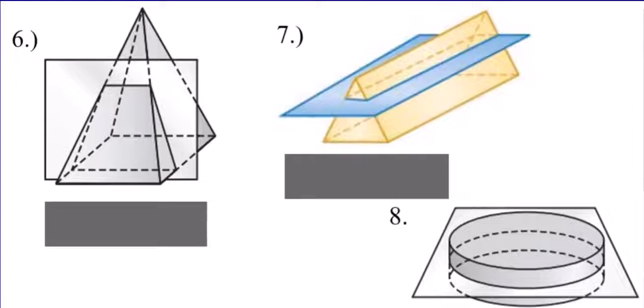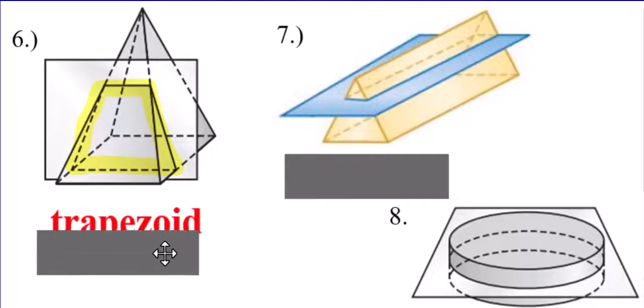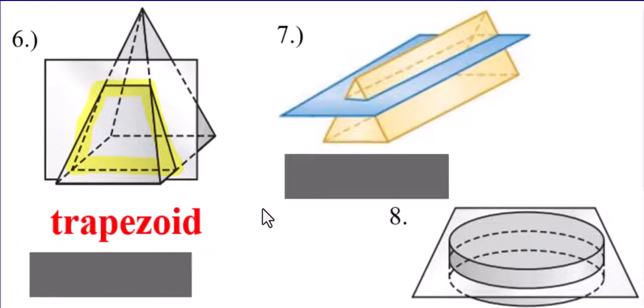Problem number 6. Now, this one was unique. If it would have went through the vertex, then a perpendicular slice would have made a triangle, kind of like back up at the top on problem number 1 with the vertical slice of the square pyramid. But this one is going through at a different location. So we got 1, 2, 3, 4 sides. That's not a rectangle. That is a trapezoid.